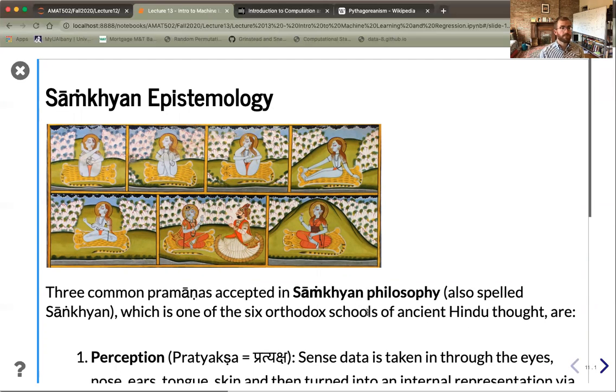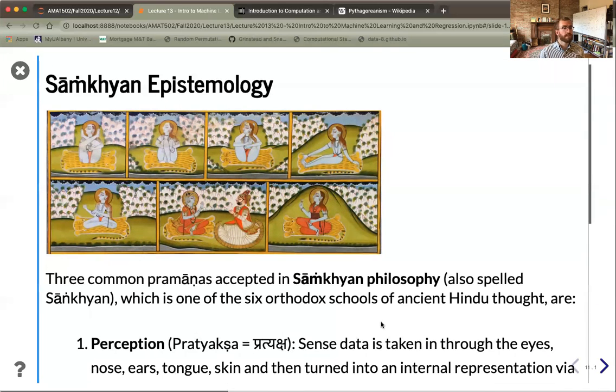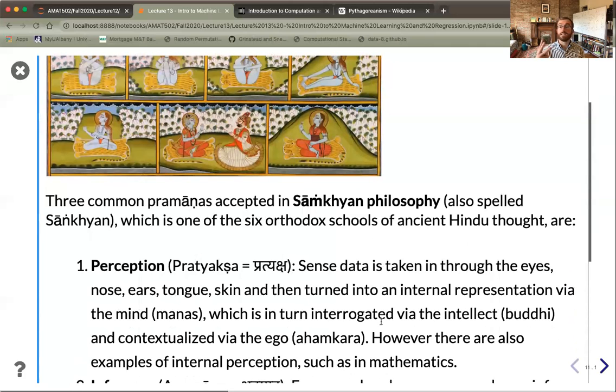But either way, what differentiates Samkhya from other schools is it accepts 3 methods of proof. So these are 3 methods of acquiring knowledge. The first method is perception, pratyaksha. And the idea here is that sense data is taken in through the eyes, nose, ears, tongue, skin, and turned into an internal representation via the mind, manas, which is in turn interrogated via the intellect, called buddhi, and contextualized via the ego, ahamkara.